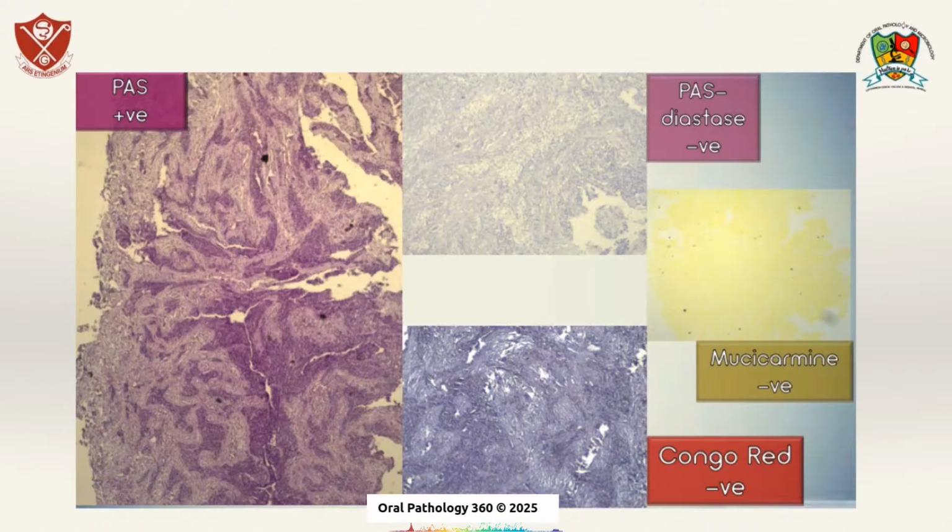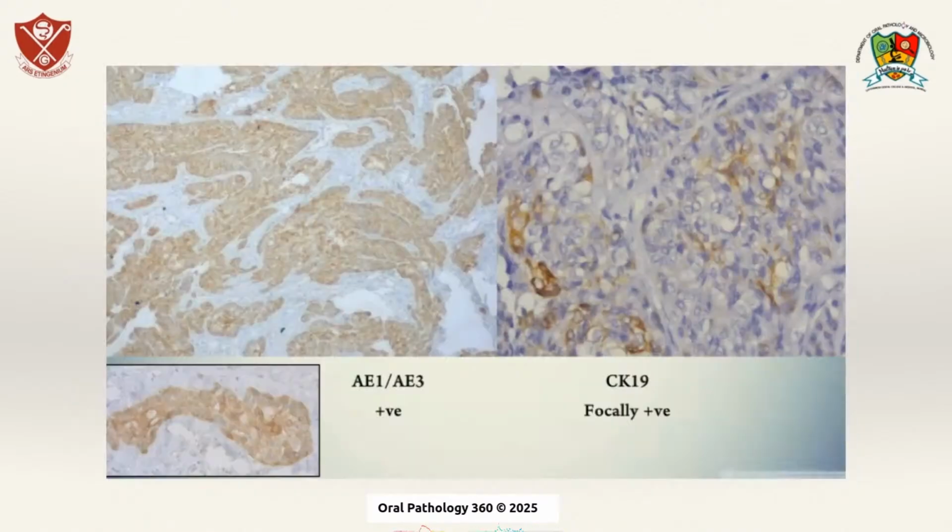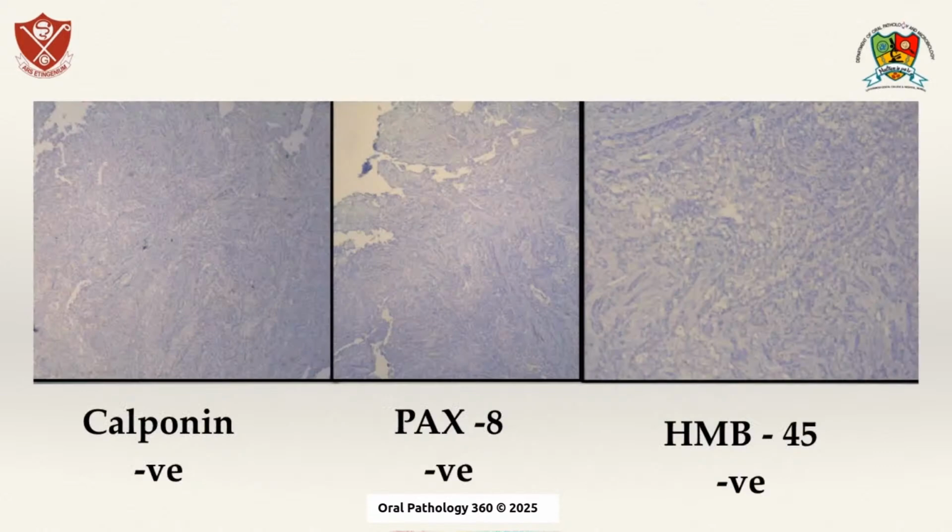So we went ahead and we did immunohistochemistry. On immunohistochemistry, pan-cytokeratin was strongly positive. CK19 was focally positive. Calponin was negative. PAX8 was negative, and HMB45 was also negative.